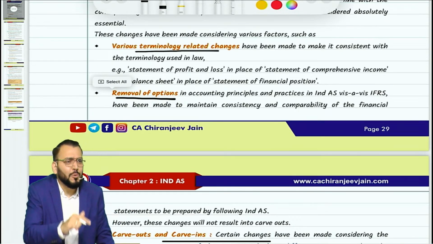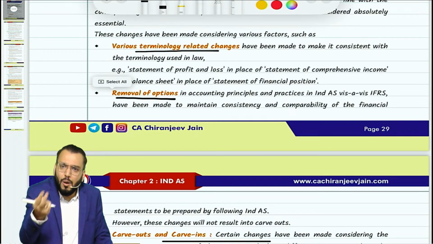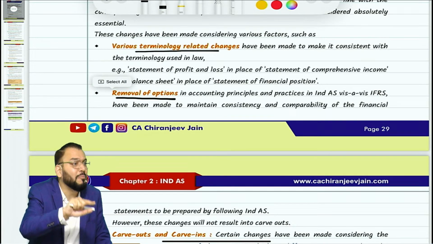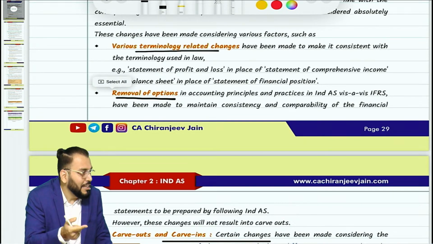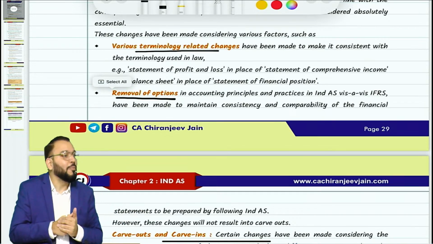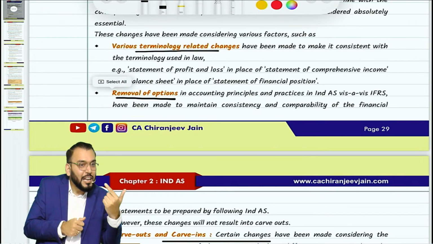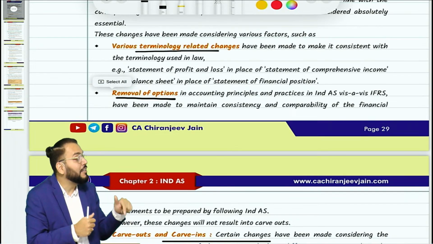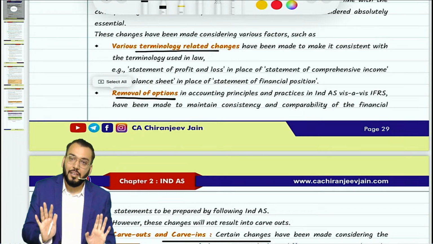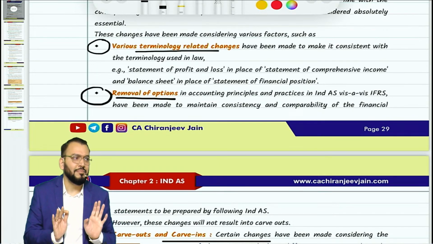Once again, can I say removal of option will not make any difference? They have given option and that option has been removed in India. That does not mean financial statements will vary. Are you getting what I am saying? So the second difference arises because of removal of options. First difference is because of different terminology. Second difference is due to removal of options. Understood? So can I say these two actually are not differences.